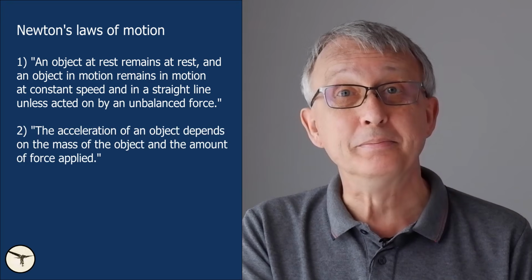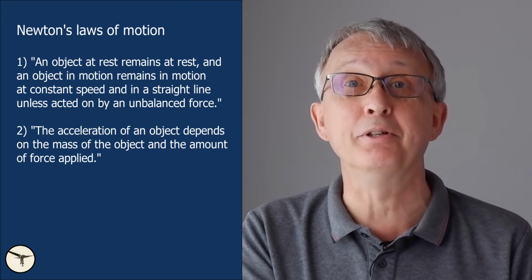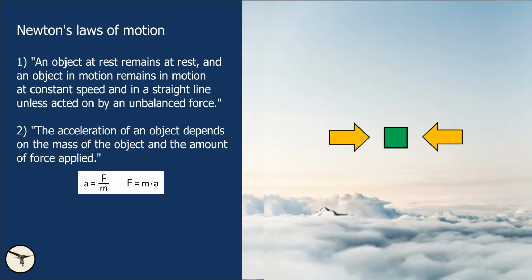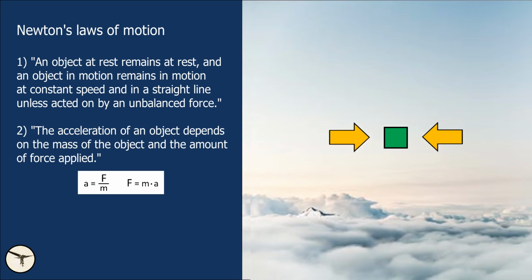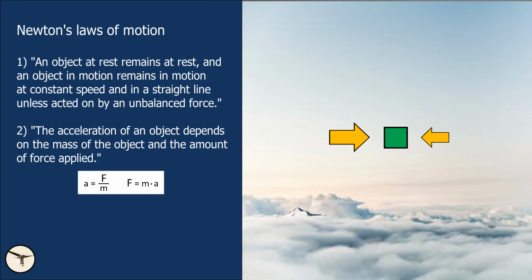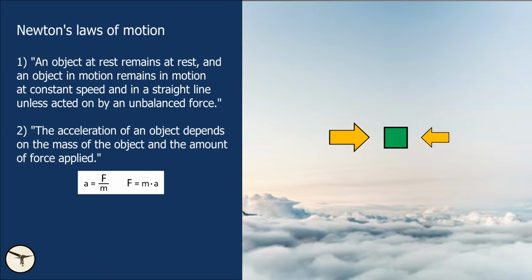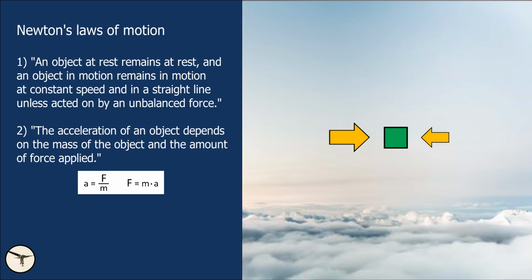Newton's second law. The acceleration of an object depends on the mass of the object and the amount of force applied. For example, if the static air pressure ahead of a particle is less than the static pressure behind, the particle will accelerate towards the area with the lower pressure, and vice versa.